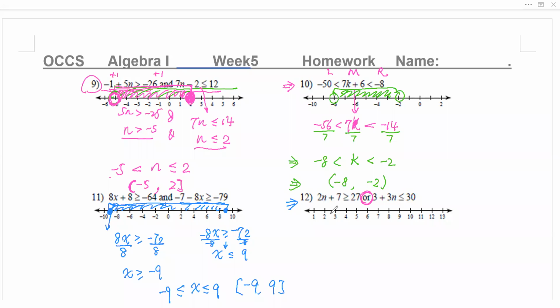First one here. We can use both sides minus 7, so we get 2n greater than or equal to 20. Both sides divide by 2, so n is greater than or equal to 10.